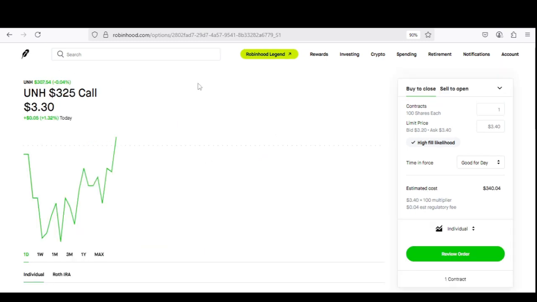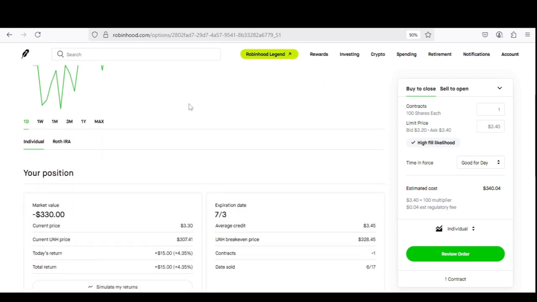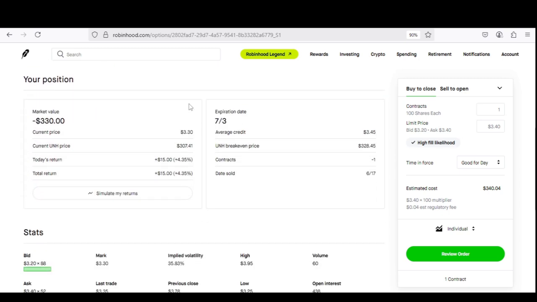Okay, so now we're going to use a different stock, and this one is actually a sell call, and this one is going to be ticker UNH or United Health. Once again, we're going to go down. I'm going to show you the details, and then I'm going to show you how to exit this position. So currently, the current price is at 3.30 or $330. Now, the numbers are going to be fluctuating because as of making this video, the stock market is actually open.